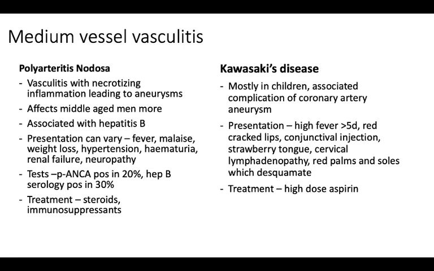In terms of presentation, they classically present with high fever that lasts for more than 5 days. They have red cracked lips, they have conjunctival injection, they might have a strawberry tongue, cervical lymphadenopathy, red palms and soles which desquamate. So these are all the signs of Kawasaki's disease, and treatment is high-dose aspirin. This is one of the very few times in which you actually give aspirin in children.